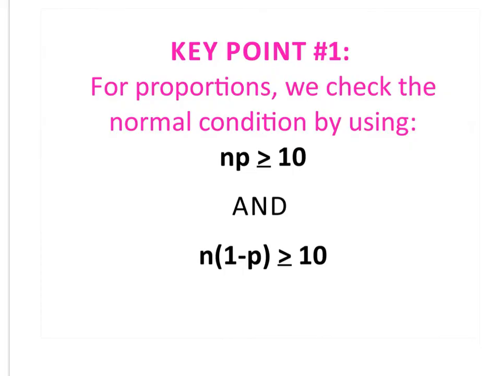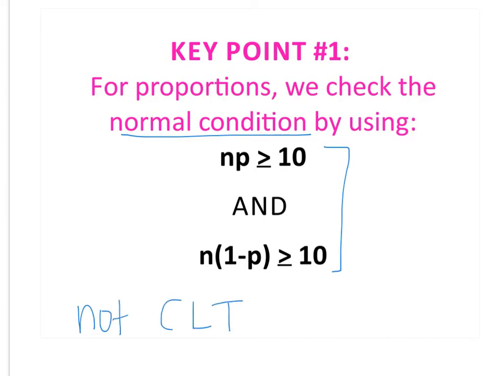And that takes us to key point number 1. For proportions, we check the normal condition by using these two equations, not the central limit theorem. Central limit theorem's only for means. For proportions, this is how we check normality.